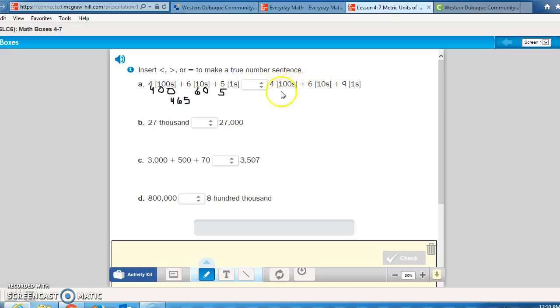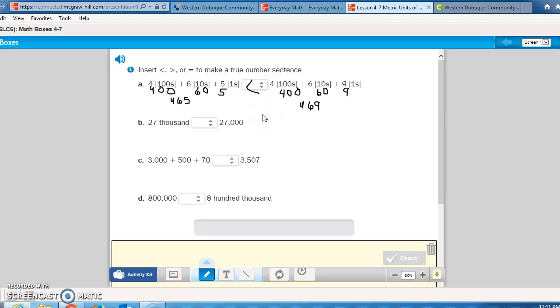On the right, it says 4 100s, which we again know is 400. 6 10s, which is 60. And this time 9 1s. When I add those three numbers together, I come up with 469. Now when I compare the two, I see that 465 is less than 469, so I put in the less than symbol.